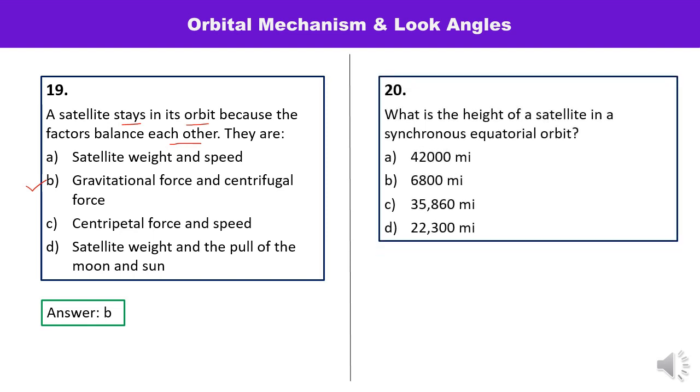What is the height of a satellite in a synchronous equatorial orbit? The height of a satellite in the synchronous equatorial orbit is 22,300 miles. So D is the correct option.